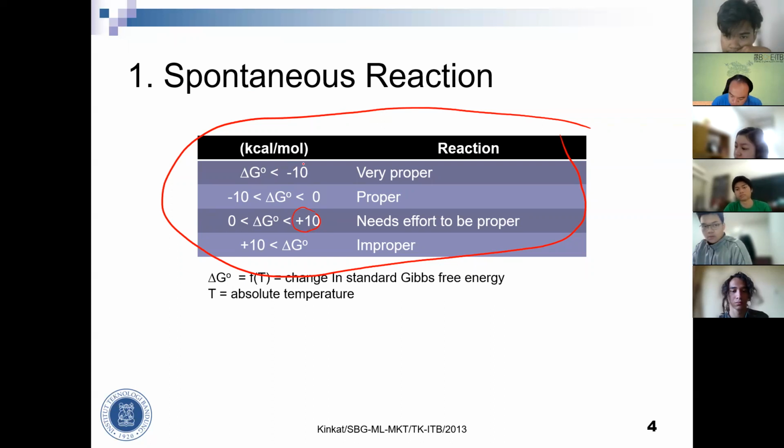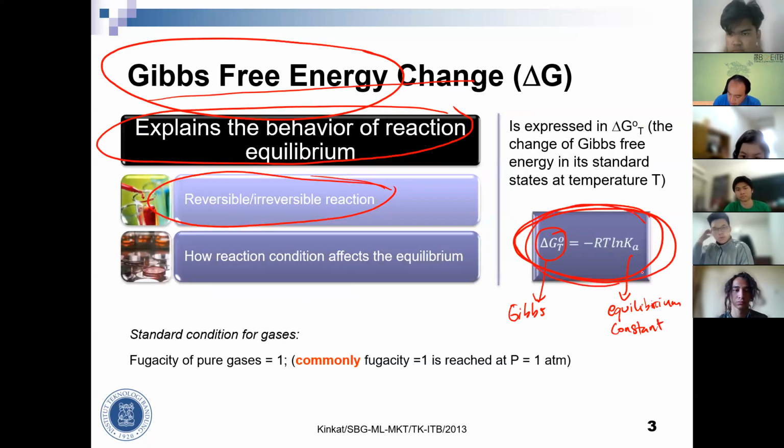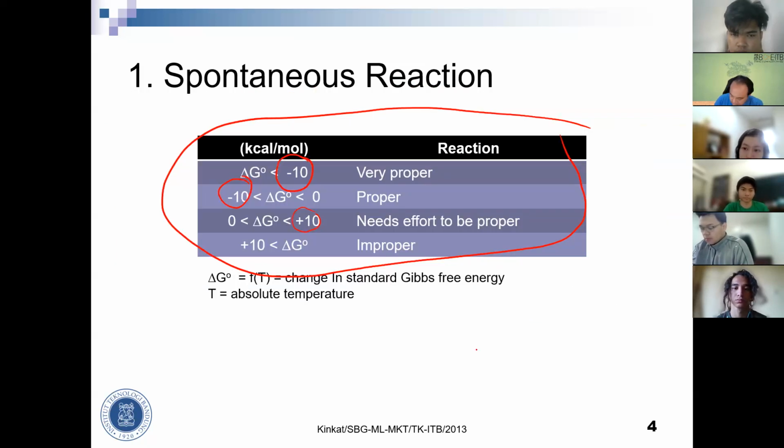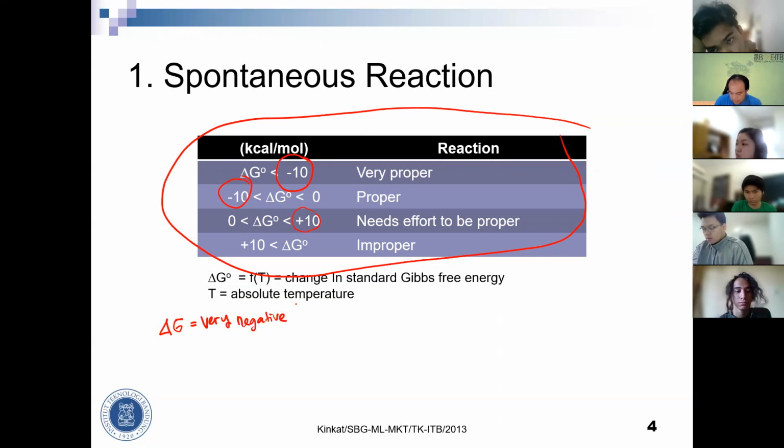Then, where do these numbers come from? Where do these numbers come from? It comes from this formula. Let's say the delta G is very negative. We put it into this formula.